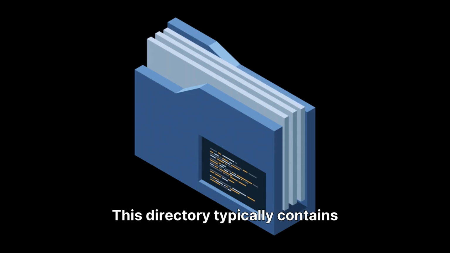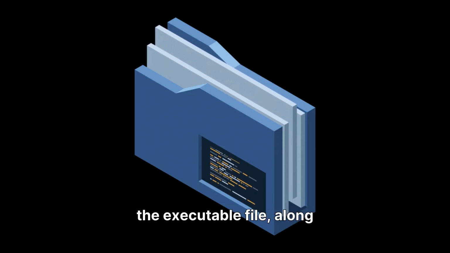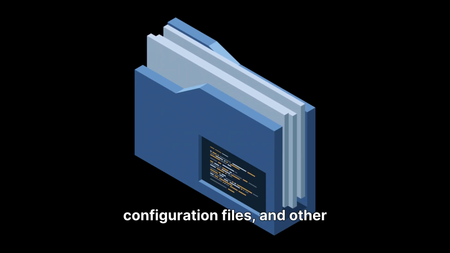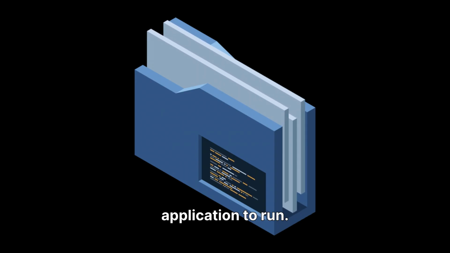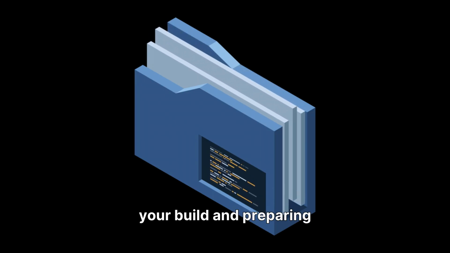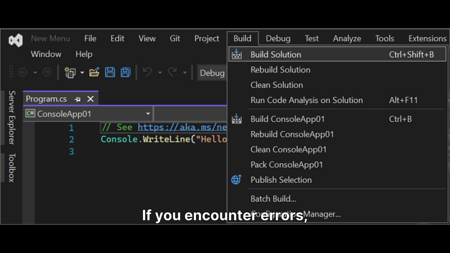This directory typically contains the executable file, along with any necessary DLLs, configuration files, and other assets required for your application to run. It's important to know this location for testing your build and preparing it for distribution. If you encounter errors, the Error List window in Visual Studio provides detailed messages and locations to help you troubleshoot.